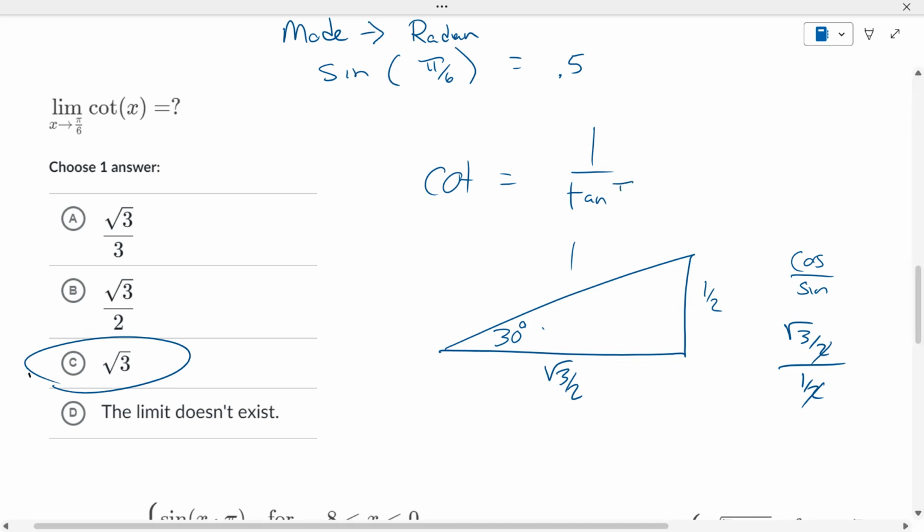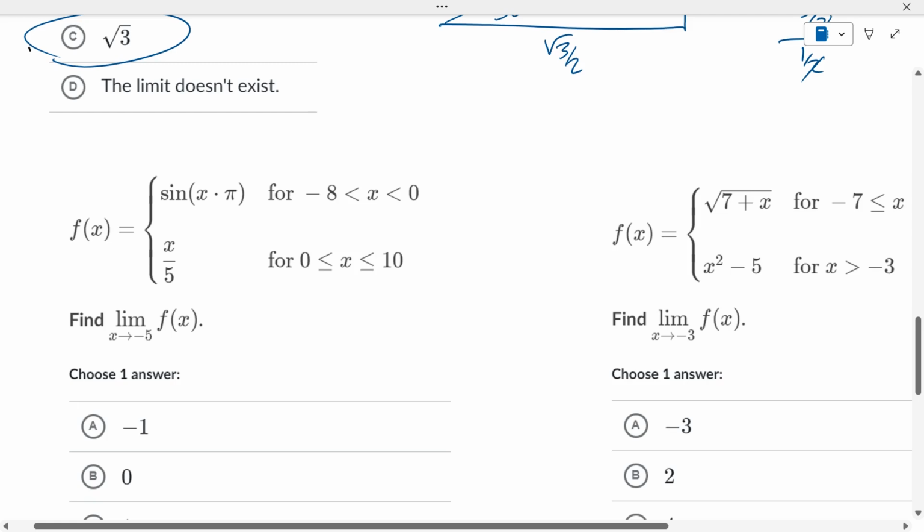Or you could type it into your calculator, but it's not going to give you square root of 3. It's going to give you a decimal, and then you have to search which of these answers equals that decimal. So if you know your unit circle, it just helps you that much more.